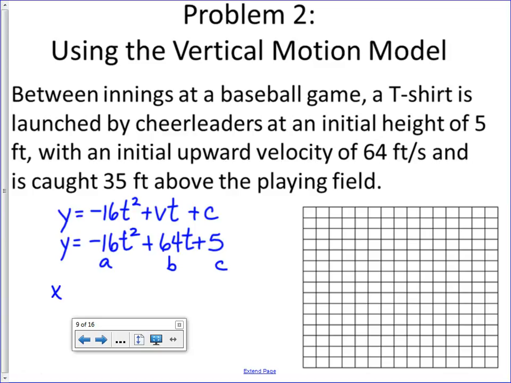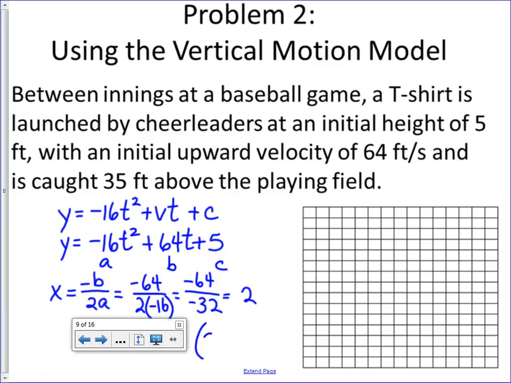So using our x equals negative b over 2a and substituting in our values, we have the opposite of b would be the opposite of 64, or negative 64, all over 2 times negative 16. 2 times negative 16 is negative 32, and negative 64 divided by negative 32 is a positive 2. All right, so our vertex is going to have a 2 in it.